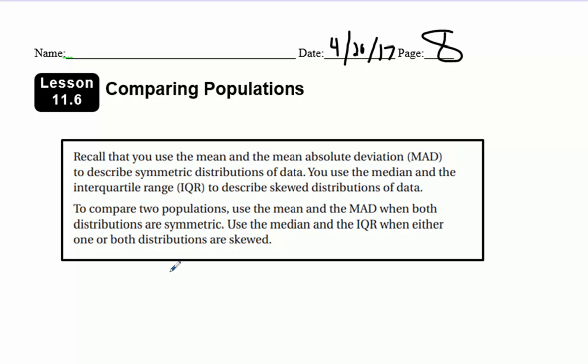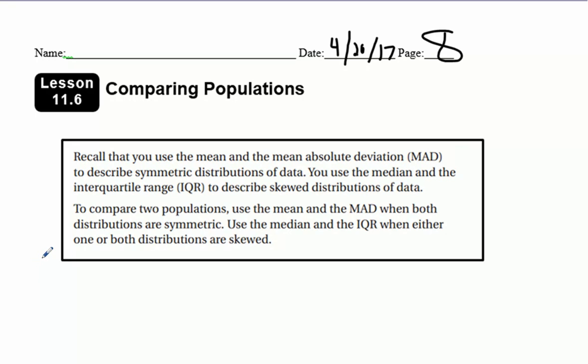Get our notes ready. So it says recall that you use mean and the mean absolute deviation, or the MAD, that was the one that we did with that really nice chart the other day, to describe symmetric distributions of data. You use median and the interquartile range, or the IQR, to describe skewed distributions of data. To compare two populations, you're going to use the mean and the MAD when both distributions are symmetric, and you're going to use the median and the IQR when one or more distributions are skewed.